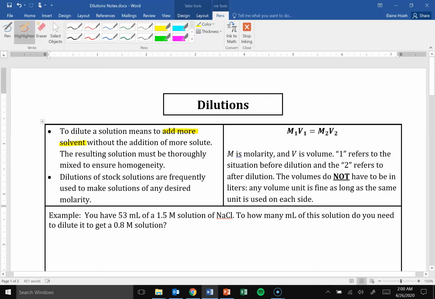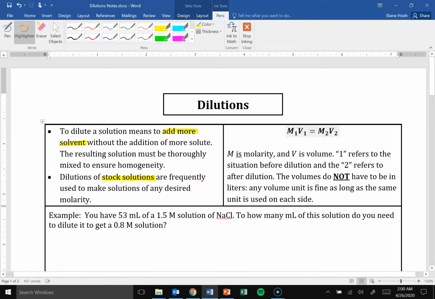Dilution calculations are often very important in chemistry because we often have stock solutions that are very concentrated. Stock solutions are simply the chemicals that we get from the companies that sell them. And when they come to us from those companies, they're usually very concentrated and not at a concentration that we want to use. And so we need to be able to dilute it.